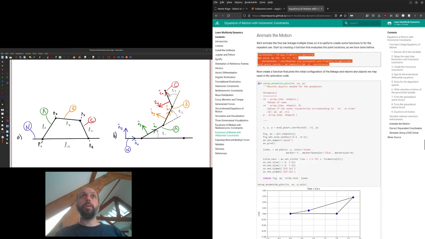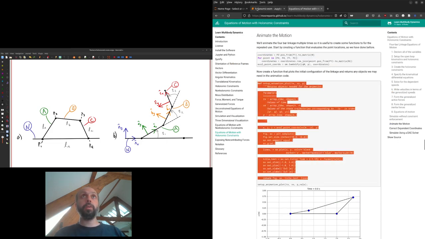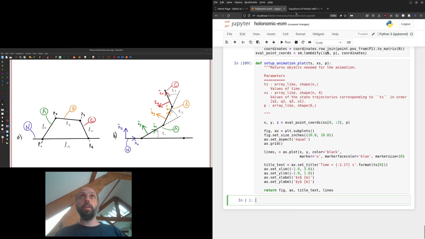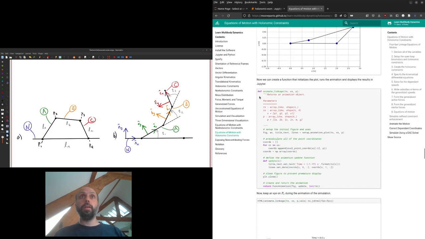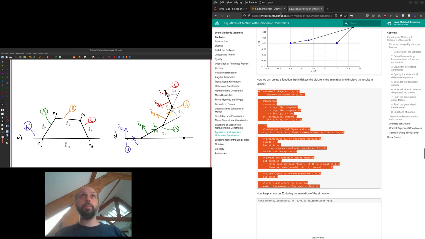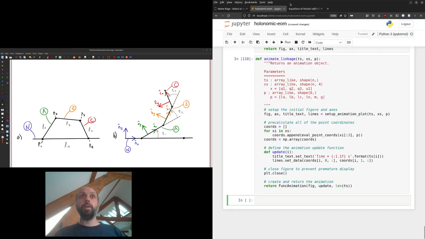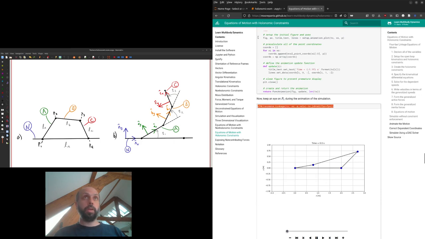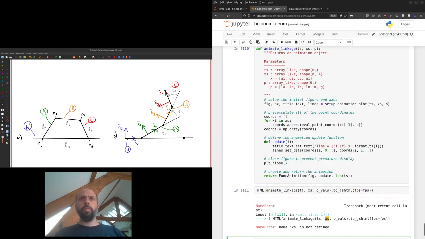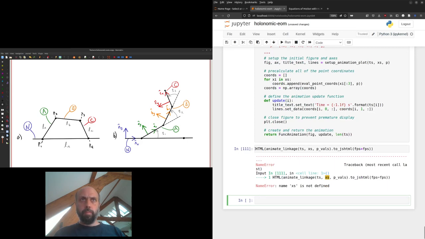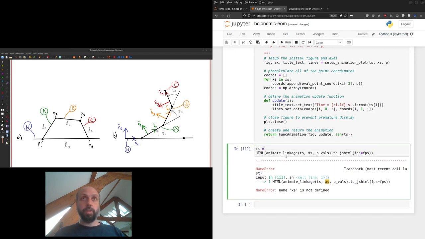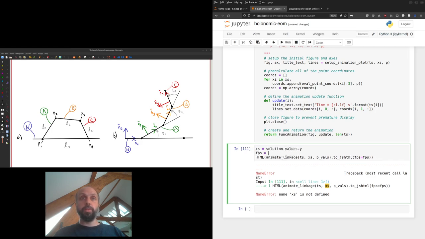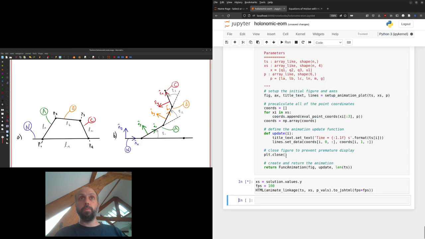I'll just grab in the setup animation. That looks like it's okay. And animate linkage function. And then finally try to animate it. And I haven't defined this, so let's do xs equals solution dot values dot y. FPS, I had 100, right, samples per second, I think, above. So let me take a minute to run.